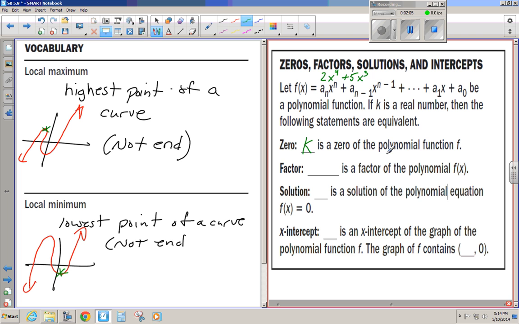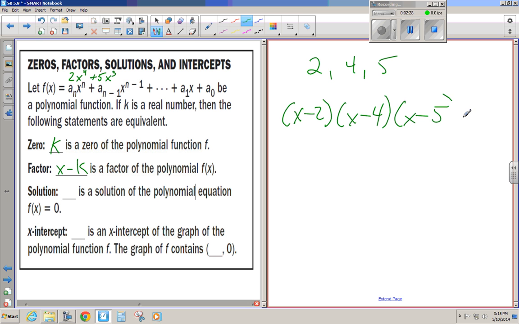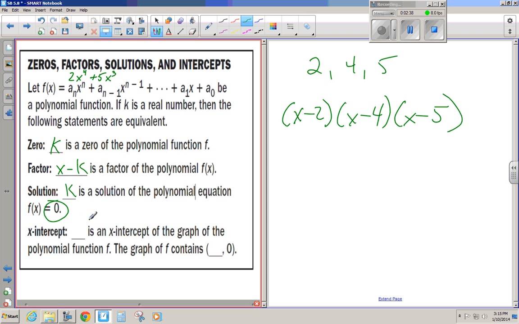K is a 0 of the polynomial f. X minus k is a factor of the polynomial, which we've seen before. This is from last class, where when we had the zeros 2, 4, and 5, you made it x minus 2, x minus 4, and x minus 5. This was factored form. Solutions. K is a solution of the polynomial equation when it's equal to 0.